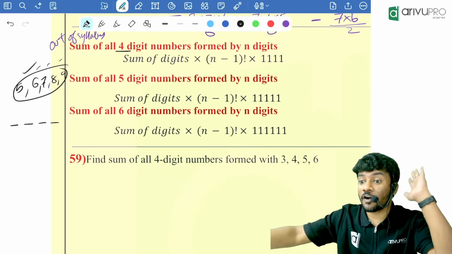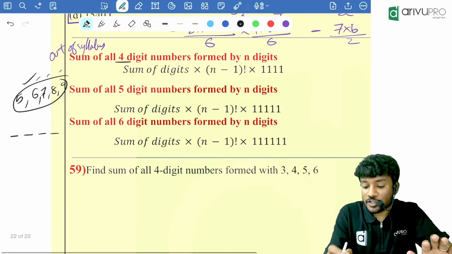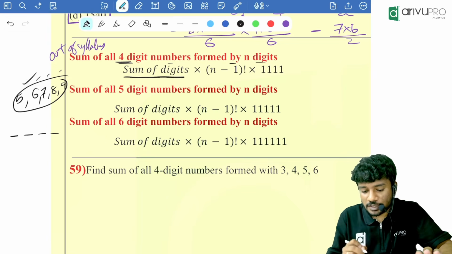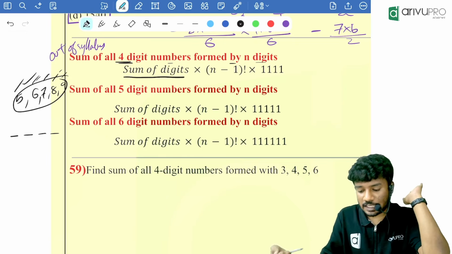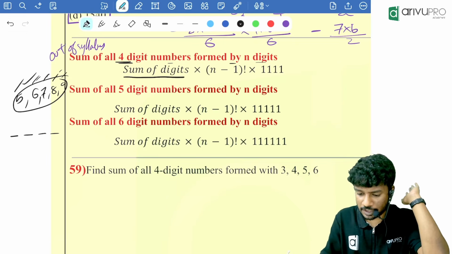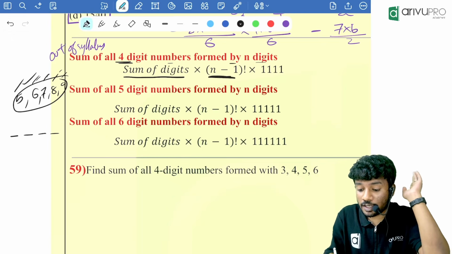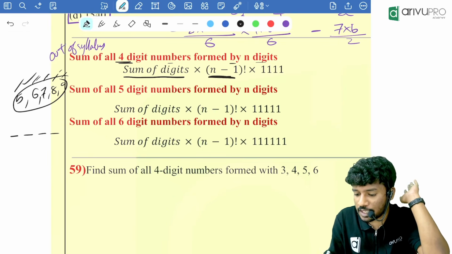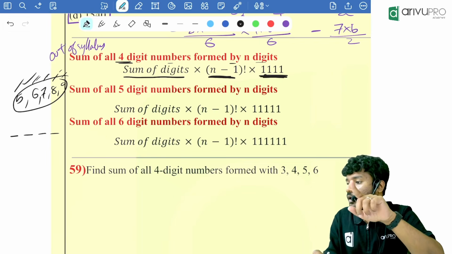If you ask me, it's a very complicated question, but we have a shortcut. Our shortcut is like this. Sum of 4-digit numbers formed by n digits is nothing but the sum of the digits, which are 5, 6, 7, 8, 9. We will add everything, multiplied with what? (n minus 1) factorial. How many digits are there? We will just take n minus 1 factorial. Then multiplied with what? 1, 1, 1, 1.